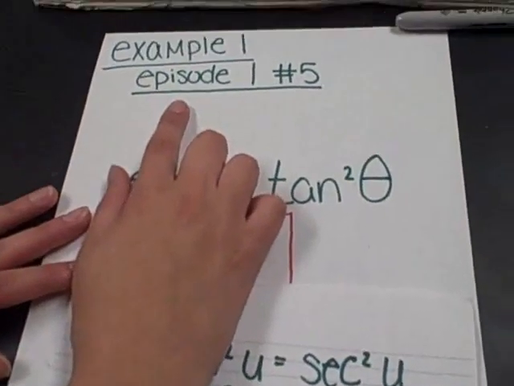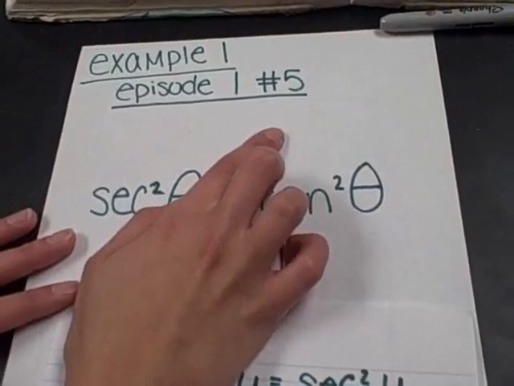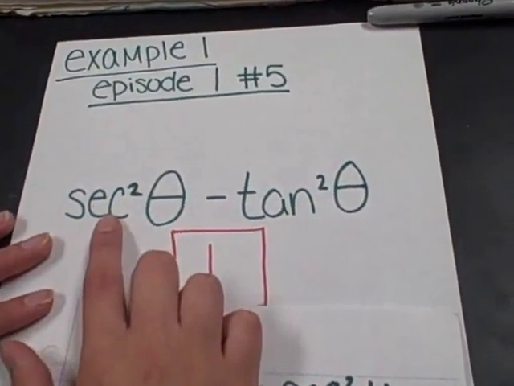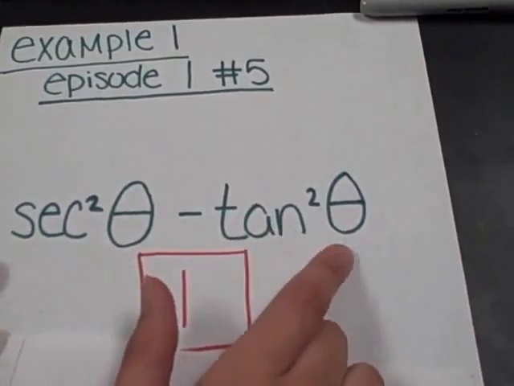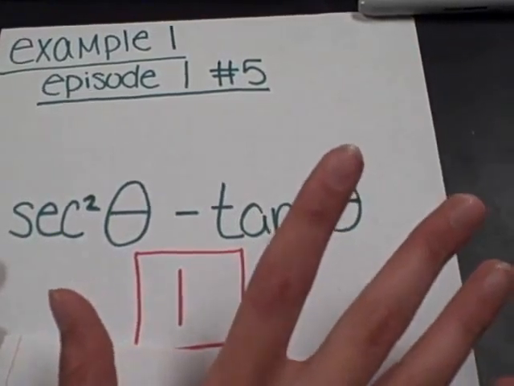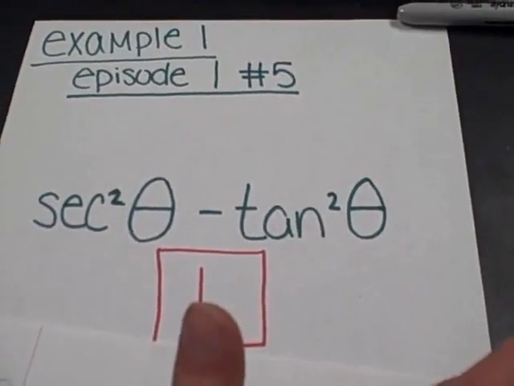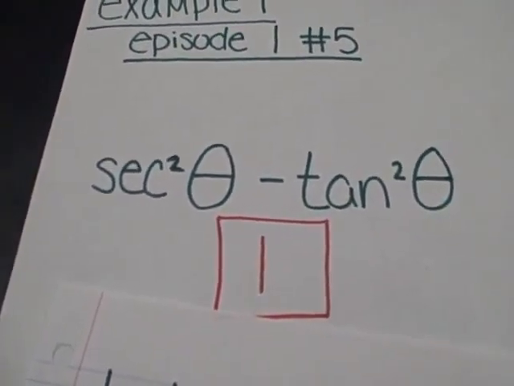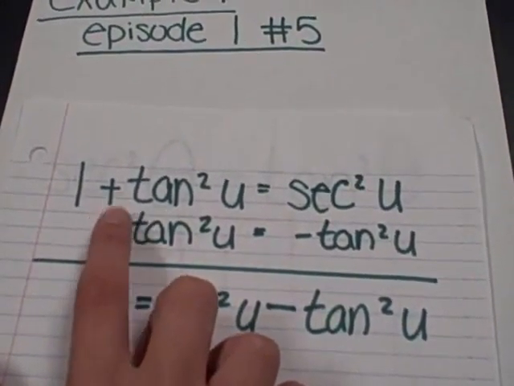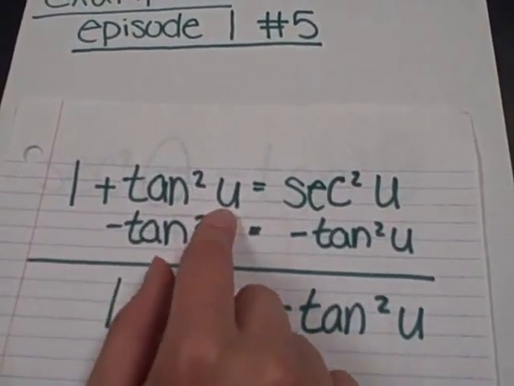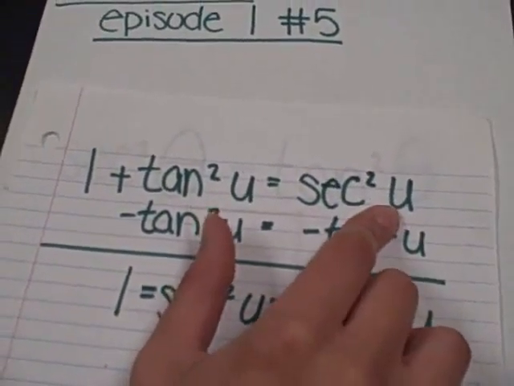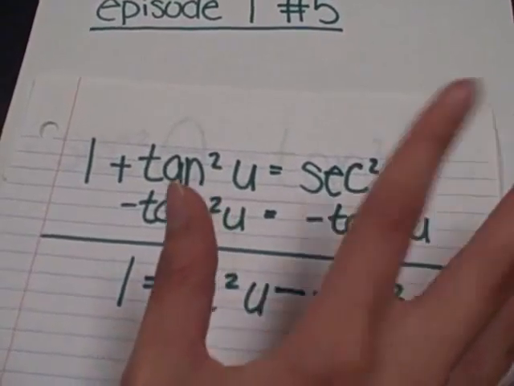We are doing Example 1, Episode 1, Number 5. The problem is secant squared theta minus tangent squared theta. If you look in your trig identities chart on page 458 in the book, there's a Pythagorean identity, 1 plus tangent squared u equals secant squared u, and that can be rearranged to fit this problem.